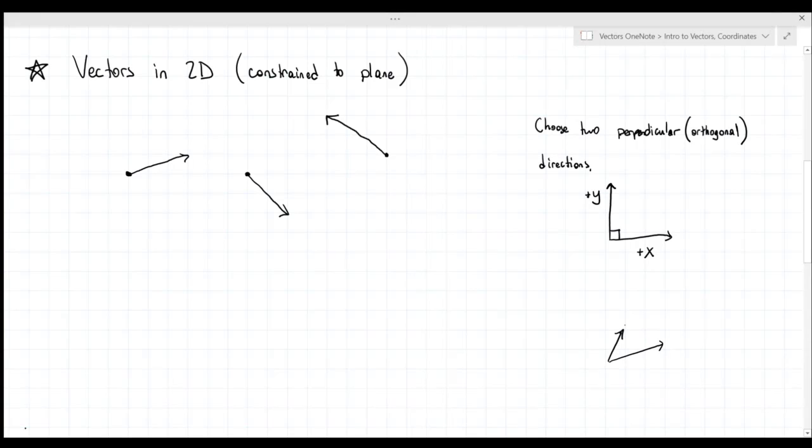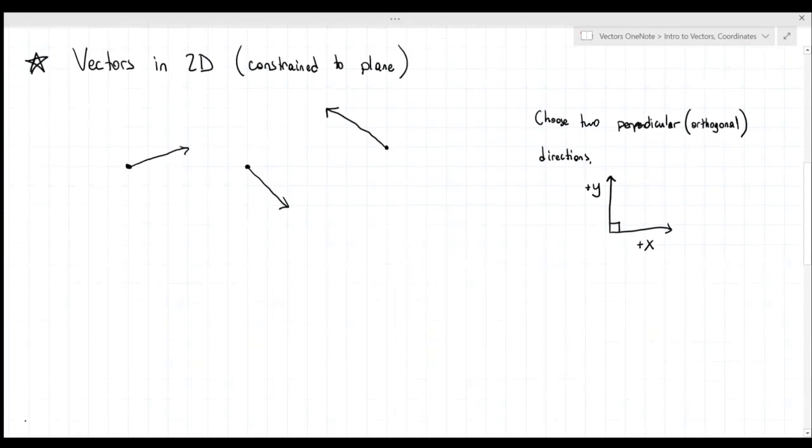Many things get more complicated when you're not using orthogonal directions, and I don't think that's something you'll have to worry about in physics or calculus. So I'll mention that's possible, but I won't go into it.